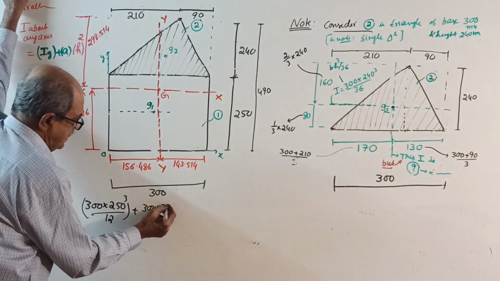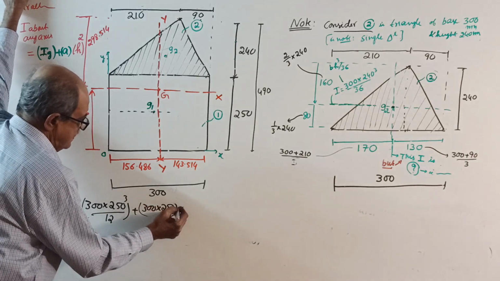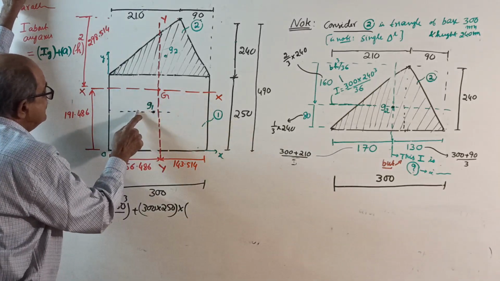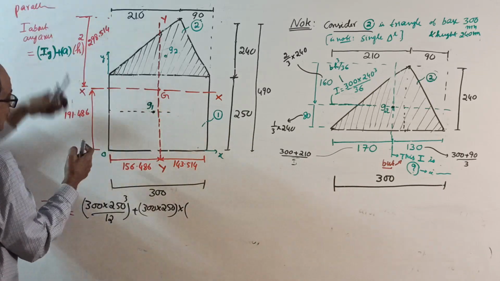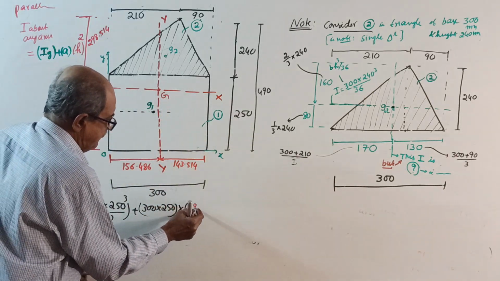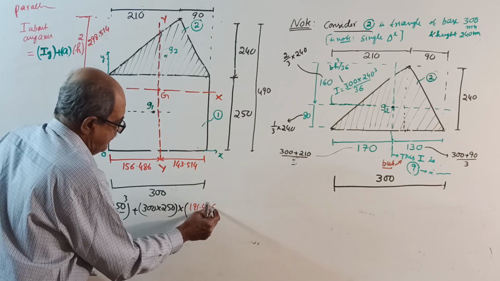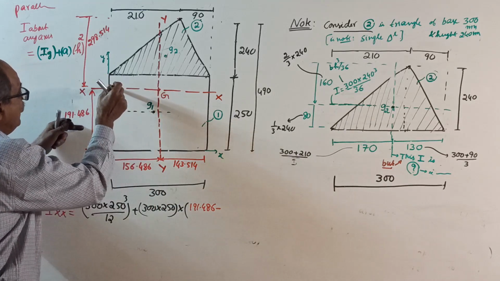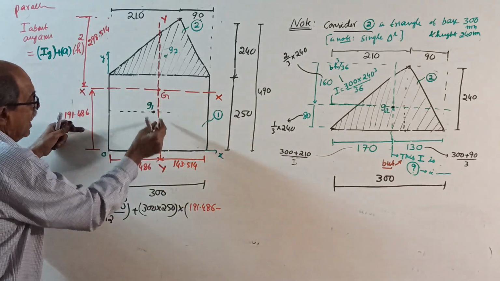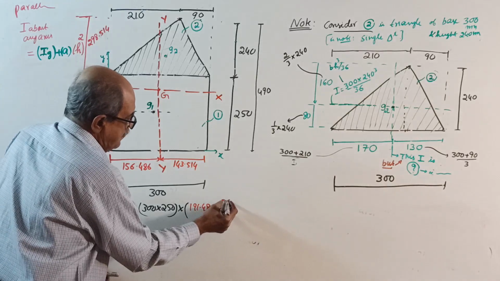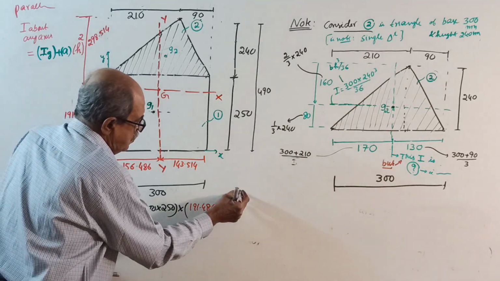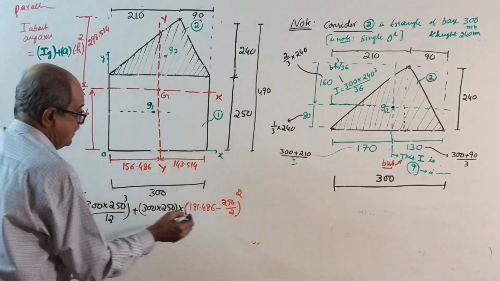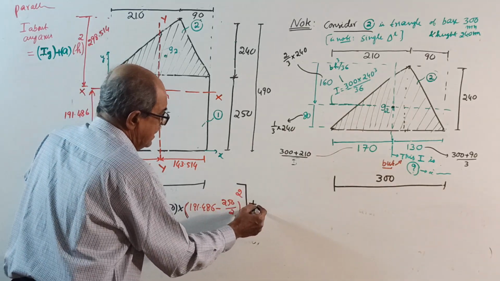300 into 250 is the area, into the distance from centroid to xx, this distance square. That is 191.486 minus, see, from here to here it is 191.1 minus half of 250, 250 by 2 whole square. This is for the rectangle. Now, triangle also, no problem.